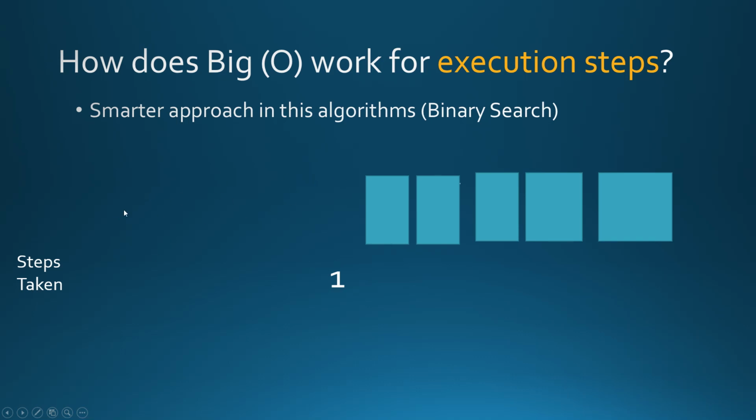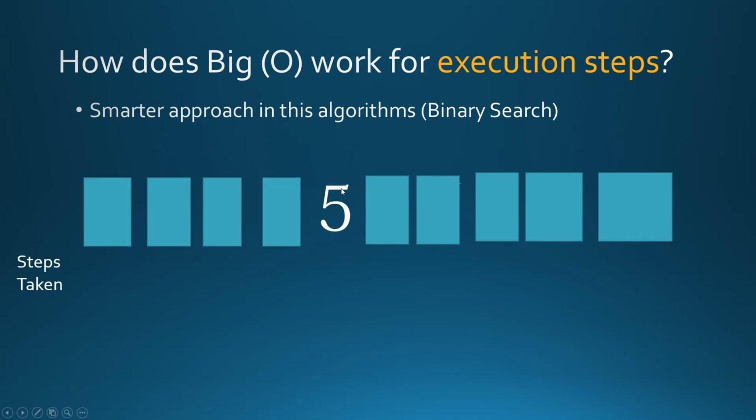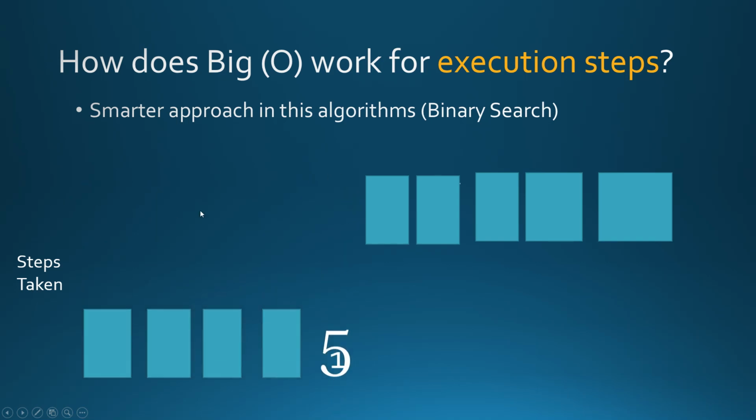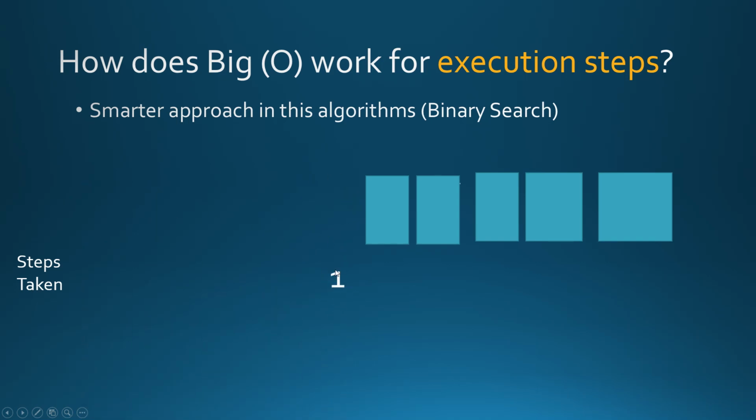1 step just to eliminate all the previous ones, because we know it's already sorted, so we just remove the left side. We were searching for 7, and 7 is greater than this 5. So basically, since 7 is greater than 5, we're going to remove all the left side. And this is the first step.